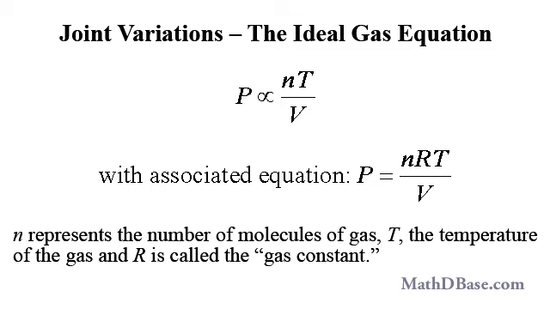The associated equation is P equals N times R times T over V, where the constant of proportionality R is called a gas constant. This equation shows that the pressure exerted by a gas increases as the temperature increases, and that the pressure decreases as the volume increases.